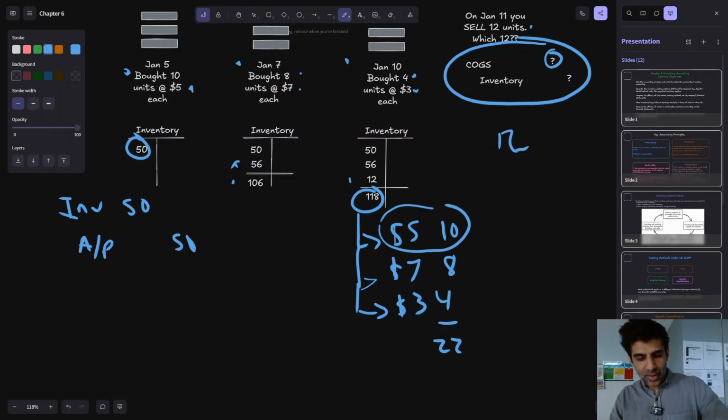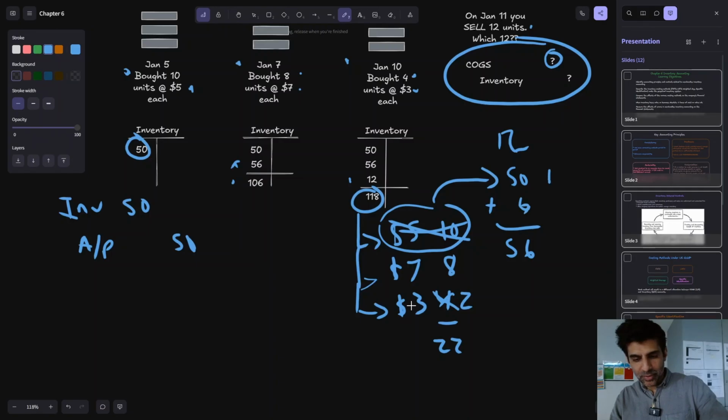For example, our cost of goods sold could be: maybe we're going to sell 10 of these and 2 of these. So we would do 50 plus 2 of these $3 units, which is 6. So it could be 56, where we had 10 from here. We're going to sell all of these, and then this will go to 2 because 2 of them are going to be sold here. So there's 10 and there's 2, so 12 units at $56.